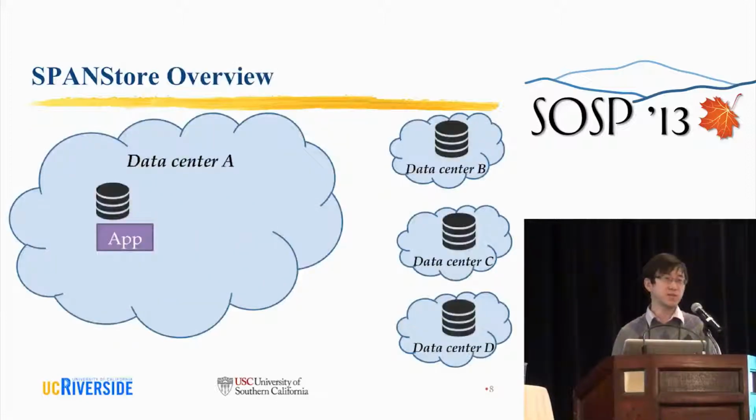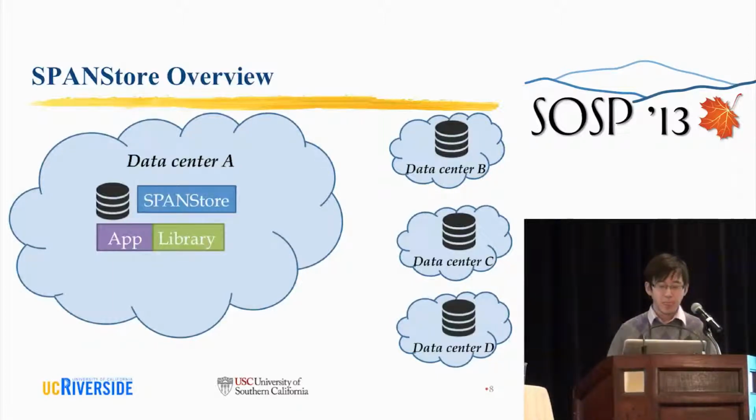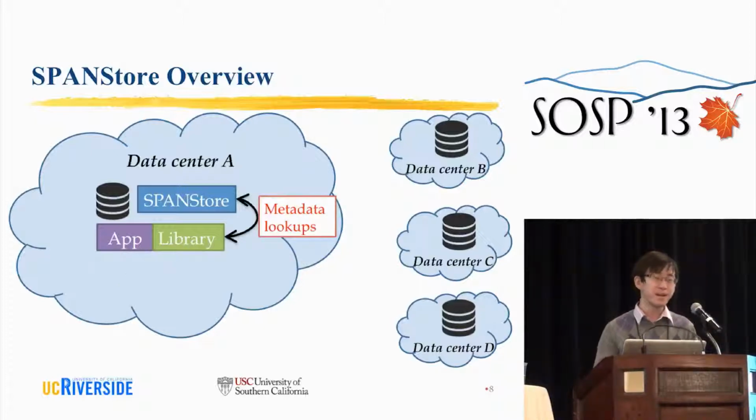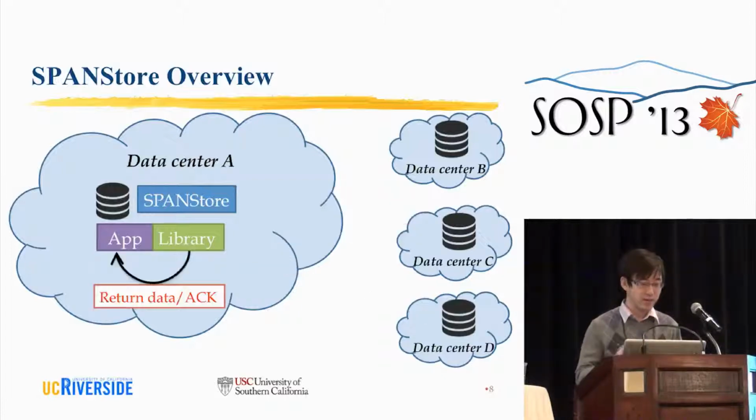To use SPANStore, instances need to be set up, and an application is linked to a SPANStore library. When the application wants to fetch or store data, it sends a request to the library. The library first looks at the metadata in the SPANStore instance. The metadata indicates where to fetch or store the data, and it is generated based on the cost-effective replication policy. Then the library issues the request accordingly, and upon receiving responses, it returns the data or the acknowledgement back to the application.